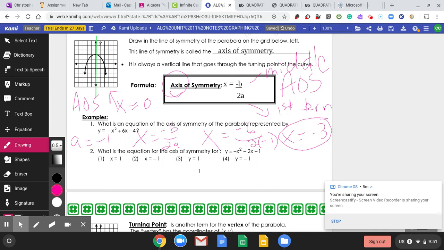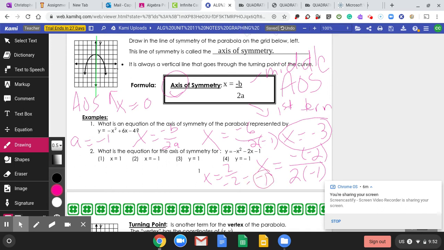Number 2, what is the axis of symmetry for negative x squared minus 2x minus 1? Give you guys a second for that one. And again, if you did it correctly, you should have done x equals negative b. Well, b is negative 2, so negative negative 2, otherwise known as positive 2, over 2 times a, and a is negative 1. So it's really doing x equals positive 2 over negative 2, and that gives me negative 1.